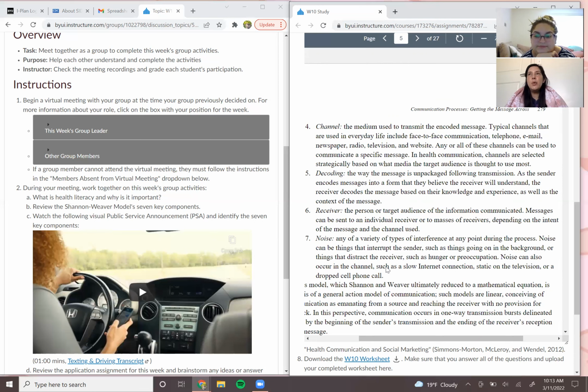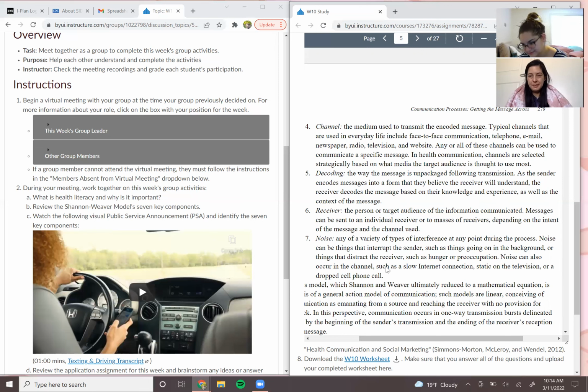Exactly. And decoding depends on the health literacy of the people that are getting the message, also their beliefs, the target population. It has to do with many things that could change their perspective on how the message is coming across. Exactly, that's what I'm trying to say. You complement me very well. Yes. The receiver is just the target population that's receiving the message. Pretty good. And then noise is anything that can interfere with the message.